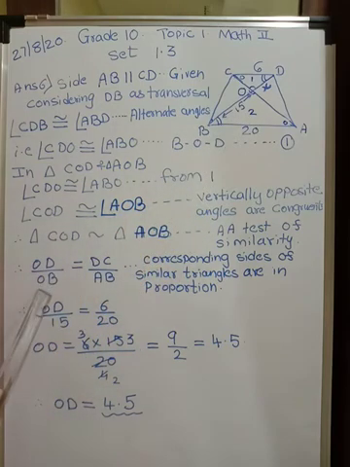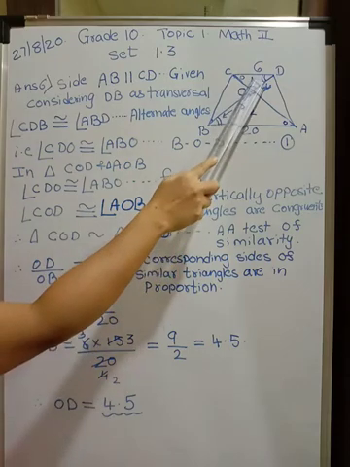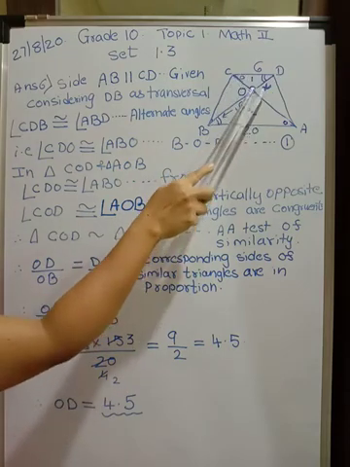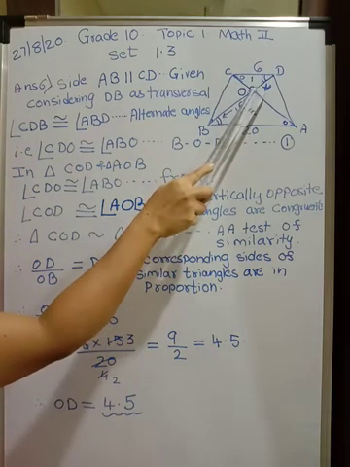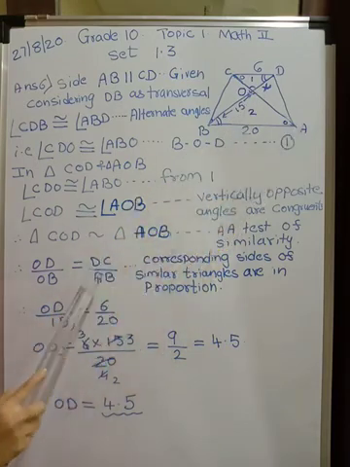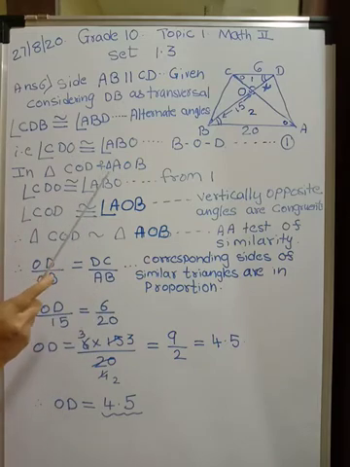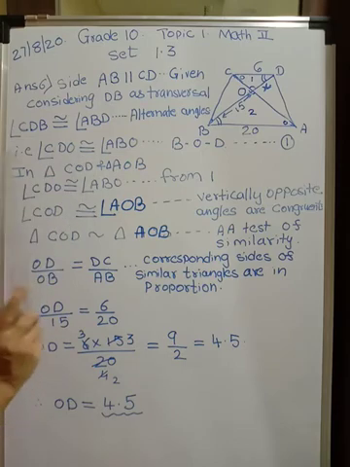So OD upon OB is equal to DC, because I have first considered the small triangle. CD is opposite to this angle. The vertically opposite angle is this, so opposite to this will be BA. And so I have written DC upon AB. Have you understood how to write? Look at the angles. Which angles are congruent? The sides opposite to them will be in proportion, so that you will not go wrong.